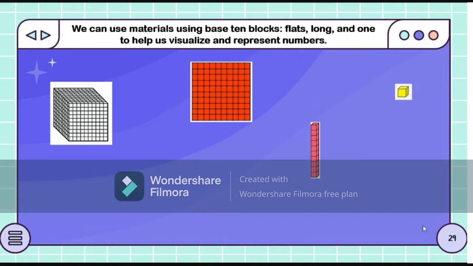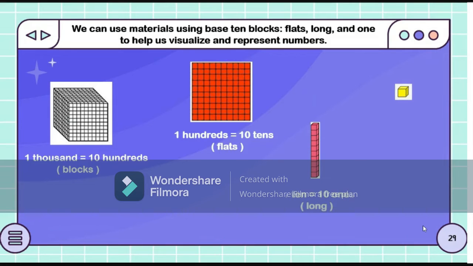So, we can use materials using base 10 blocks, flats, longs, and ones to help us visualize and represent numbers. Okay, so we have 1,000 is equal to 10 hundreds. That is a block. Next, 100 is equivalent to 10 tens or flats. Next, we have 10 equals to 10 ones. So that is a long. And 1 or that is a square.